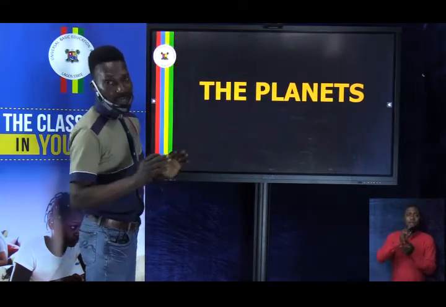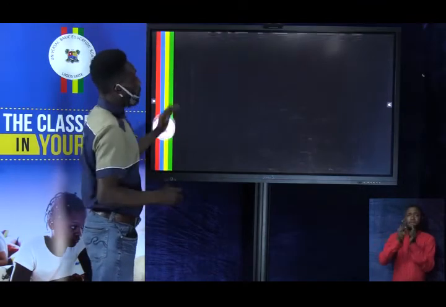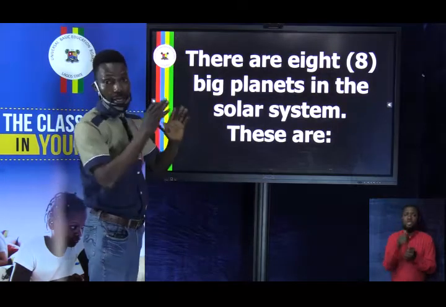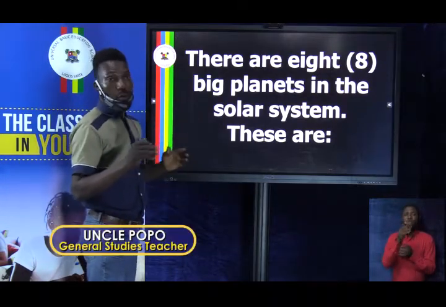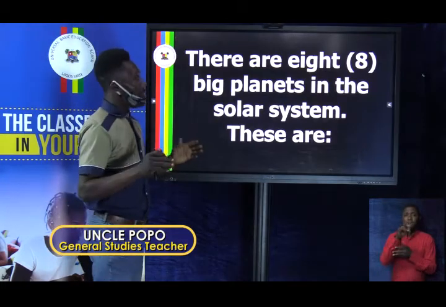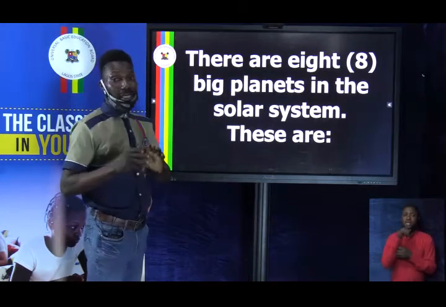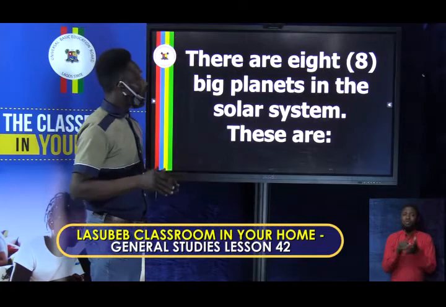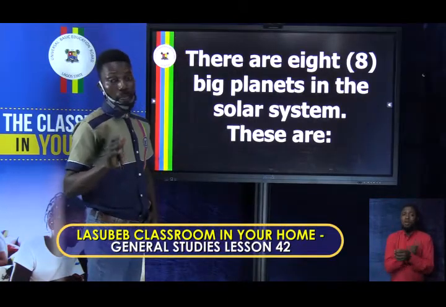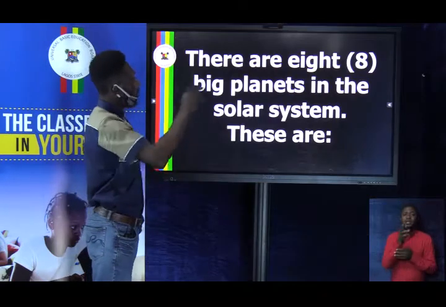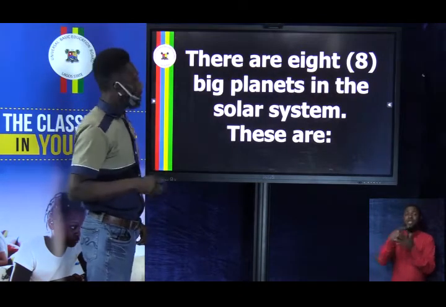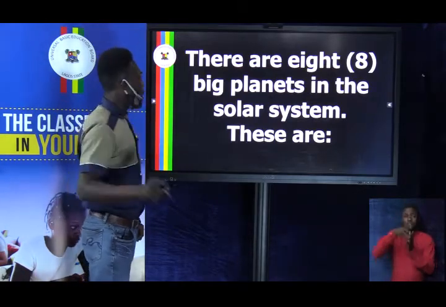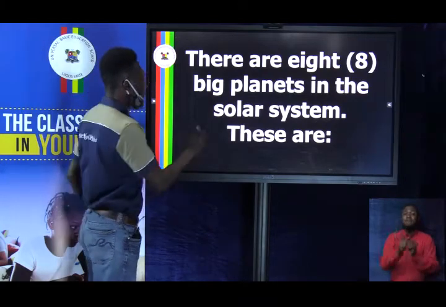Now, let's look at the planets. In the song we sang about the 8 planets. Although some of you believe that the number of planets we have is still 9, in the course of today's lesson we will discuss it and prove that the number of planets in the solar system is 8. There are 8 big planets in the solar system. How many? 8. Today I want you to learn, unlearn, and relearn.